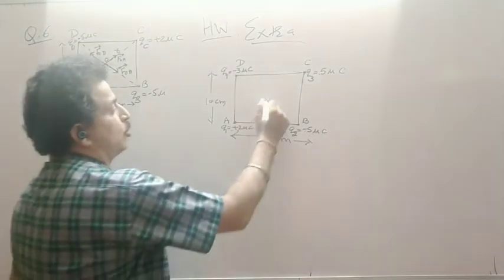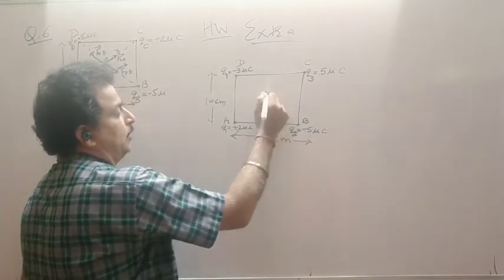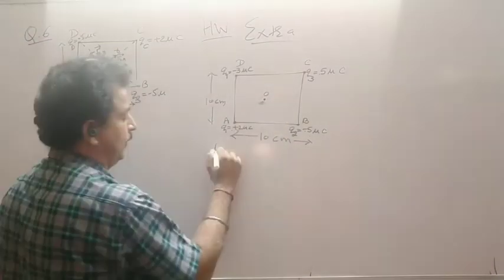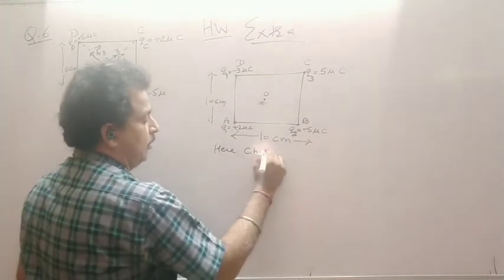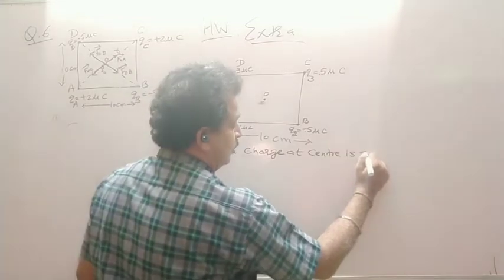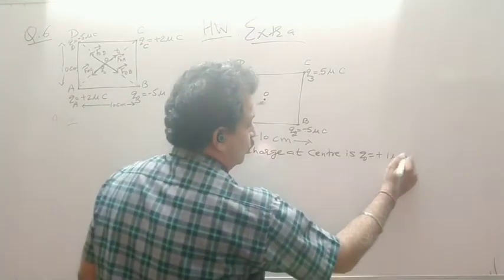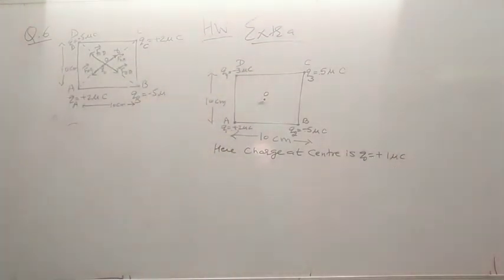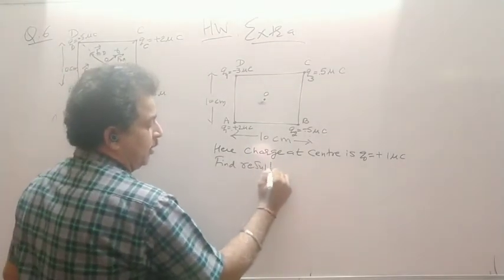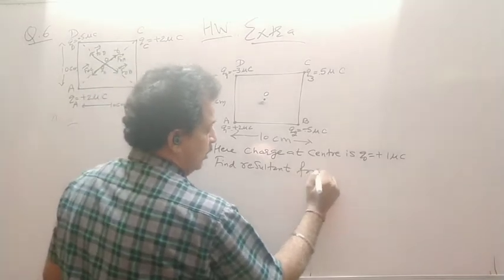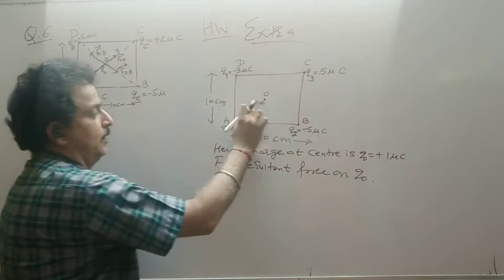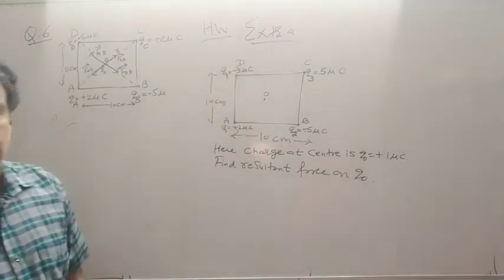So again the question remains same, find out the charge at Q naught, or here the charge at center is Q naught is equal to 1 microcoulomb. Let us take its value as 1 microcoulomb. And the question is find the resultant force on Q naught. So this is left as a homework.